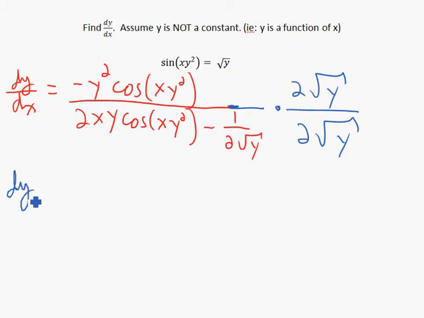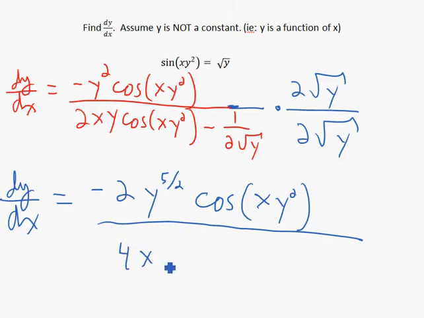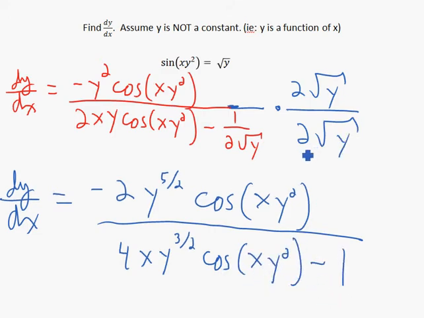And it ends up with dy/dx being, multiplying in this 2 root y, negative 2y squared times root y, which is y to the 1/2, is y to the 5/2, cosine xy squared, all over 2 root y times this nasty looking thing, which will become 4x y to the 3/2 cosine xy squared minus 1. Yep, 2 times 2 is 4, x just hangs out, y times y to the 1/2 is y to the 3/2, and cosine xy squared just hanging out. And then 2 root y times 1 over 2 root y is 1.